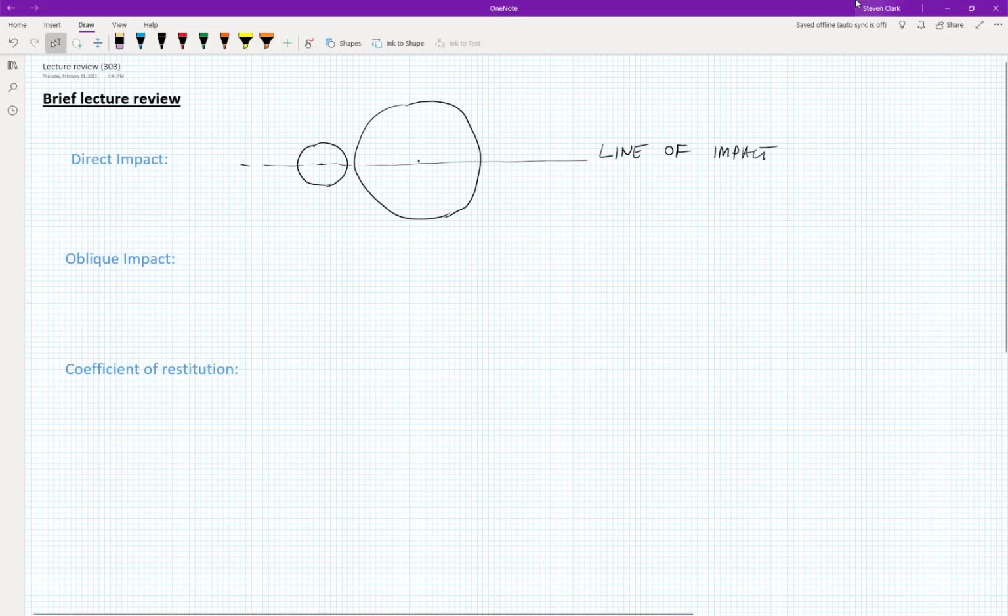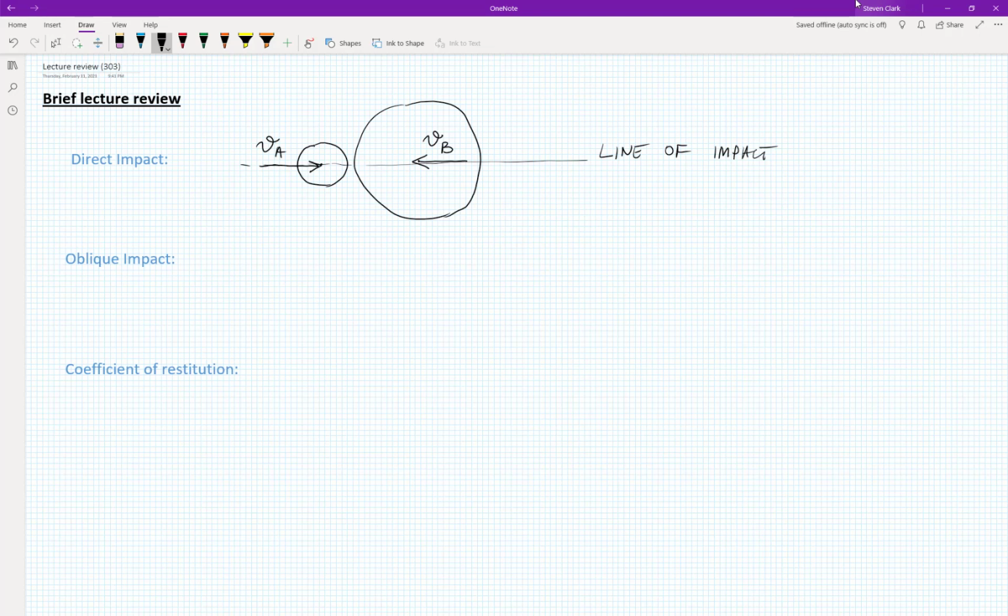And in direct impacts, we have velocities aligned with the line of impact. Okay, so this is the characteristic thing of direct impacts. Velocities are aligned with the line of impact.